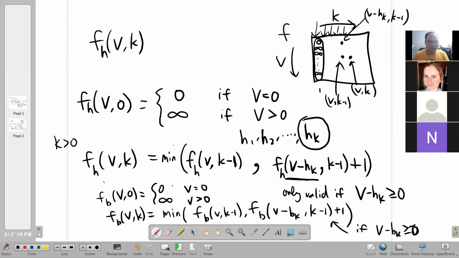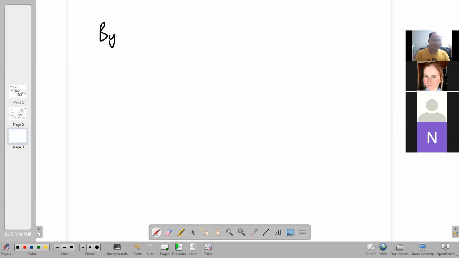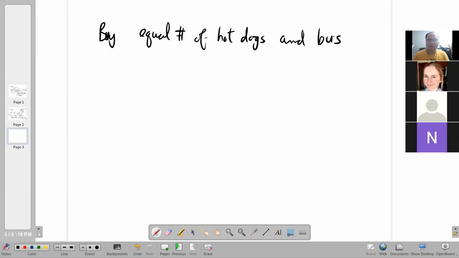So why are we doing this? We're trying to buy an equal number of hot dogs and buns, not bus. Okay, so what is this equal number? I don't know. Let's try them. Try the equal number from V equals 1, 2, 3, and there's some upper bound because they tell you that there are at most, I think, 100 packages, and each package is at most 1,000. So if I remember correctly, it's at most this much. Okay, so it's like 100,000, which is not that much.